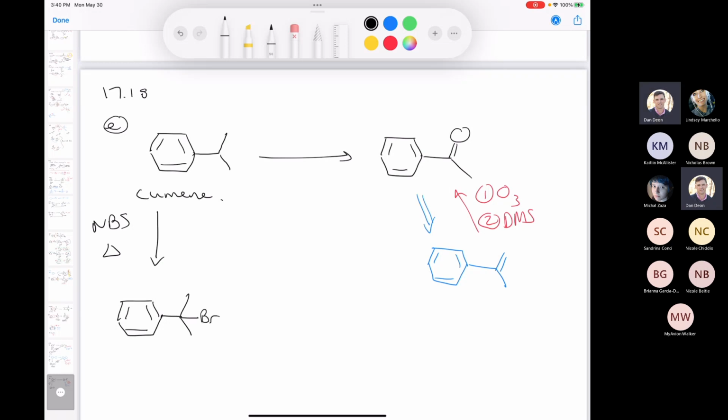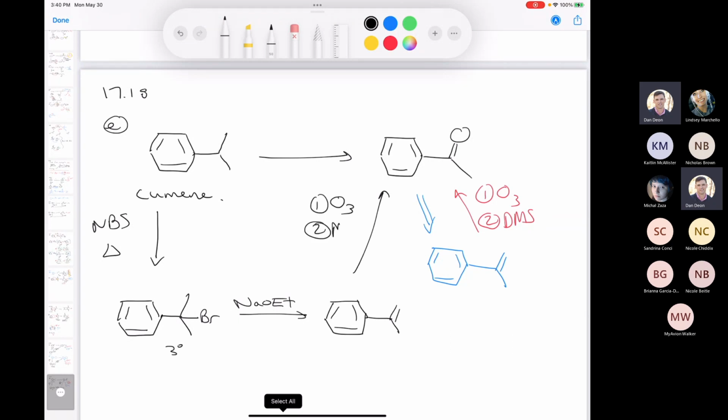Then we can just do an elimination with a hindered base. I mean, you could even use sodium methoxide here since this is a tertiary alkyl halide or benzylic halide. So you could treat that with sodium methoxide. It won't do any substitution, that's for darn sure. And that's going to give you the alkene that you want, this alkene. And then all we have to do is treat that with ozone in the first step and DMS in the second step, and we're done. We've made acetophenone.